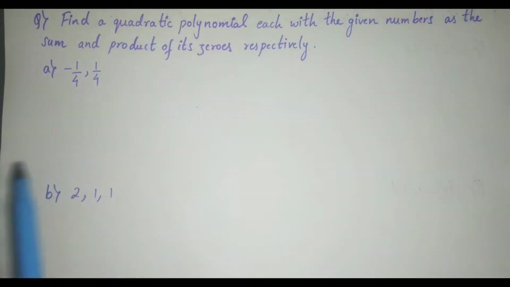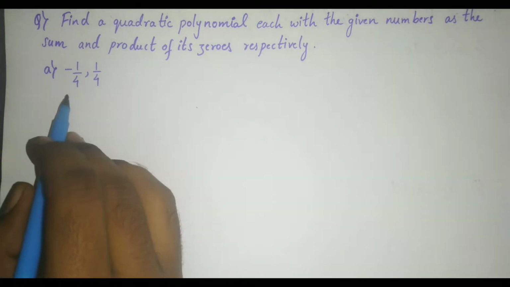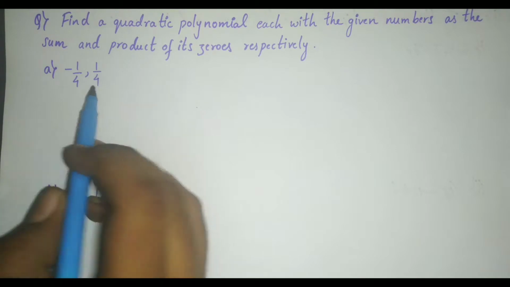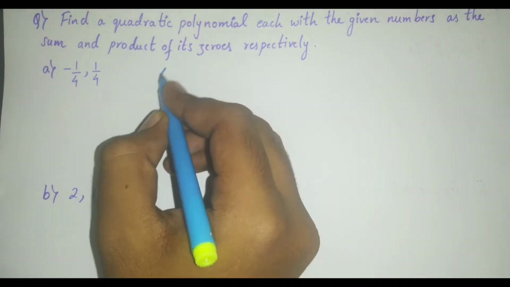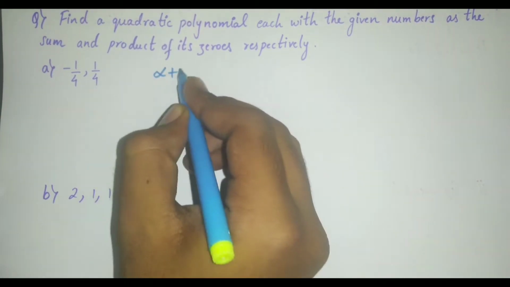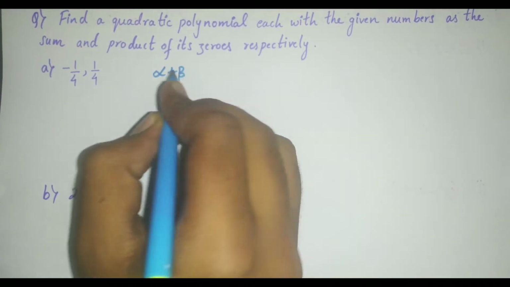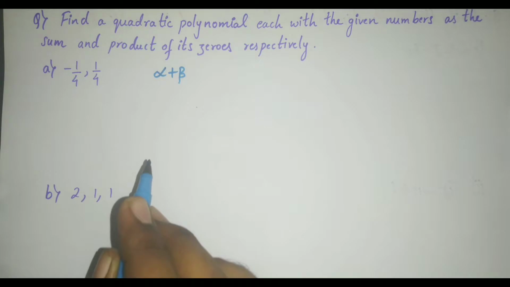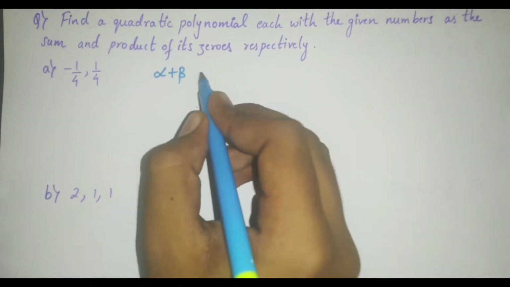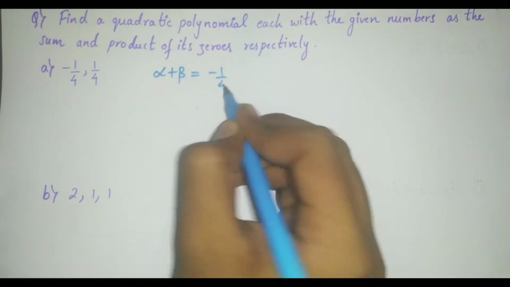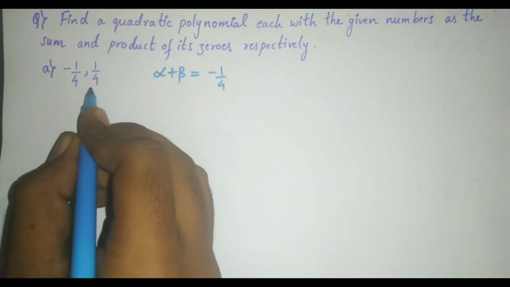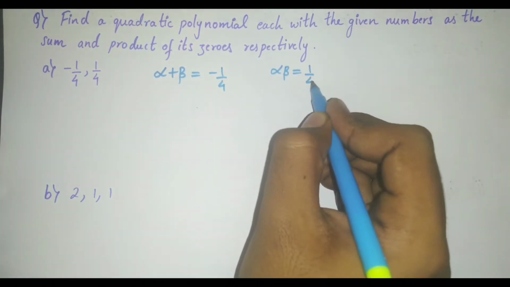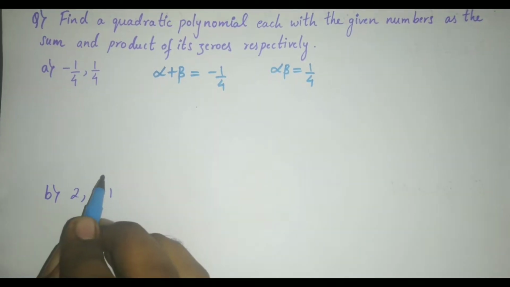In the first question it is given minus 1 by 4, which is nothing but the sum. The product is 1 by 4. We assume that alpha and beta are roots of a polynomial, so we can write alpha plus beta equal to minus 1 by 4. And 1 by 4 is the product, that means alpha beta is equal to 1 by 4.